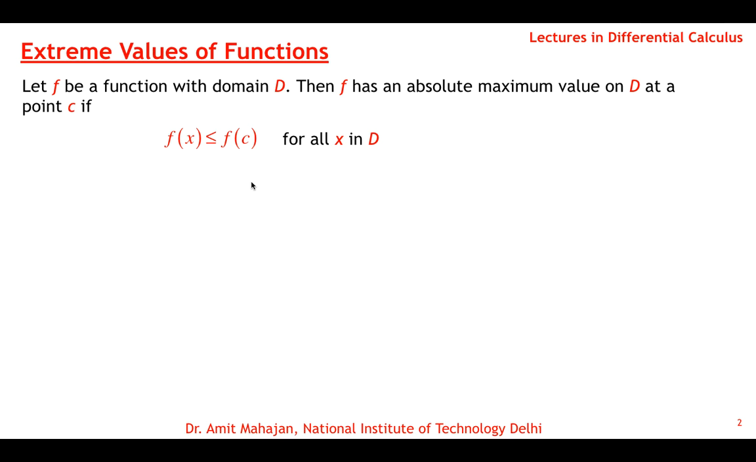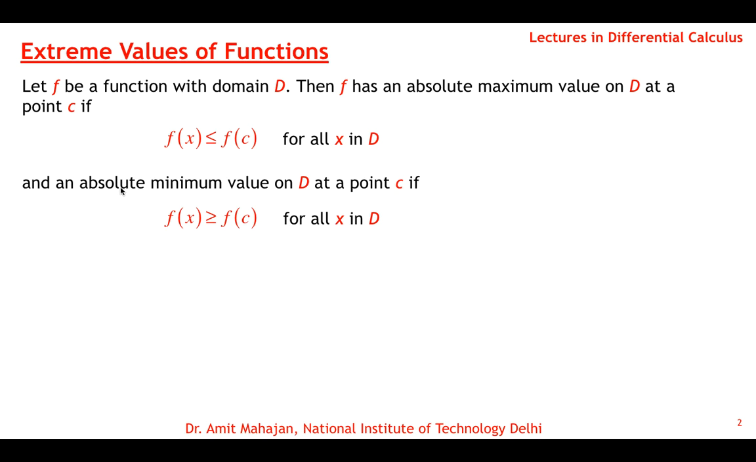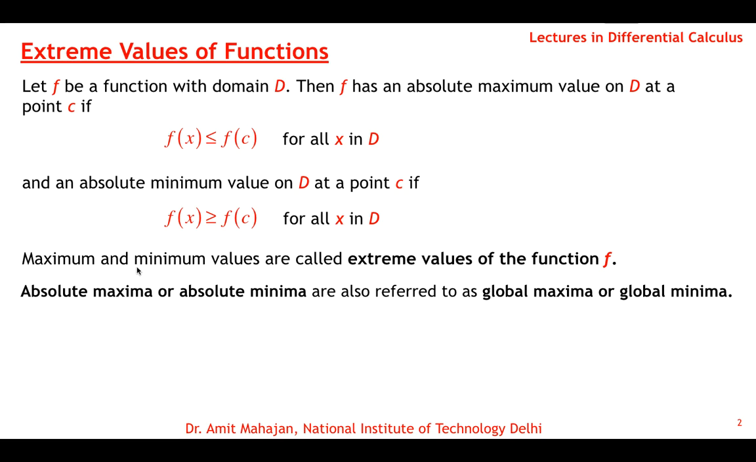Okay, and an absolute minimum value of f at a point C. So this function has an absolute minimum at C if the function value at C is the smallest value, if it is less than or equal to all the function values for all x in the domain. So the value is maximum if it is greater than or equal to all other values, and it is the minimum if it is less than or equal to all other values for the function. Okay, maximum and minimum values are called the extreme values of the function f.